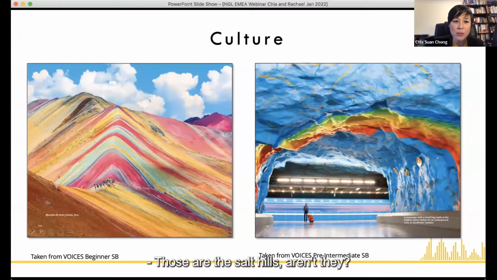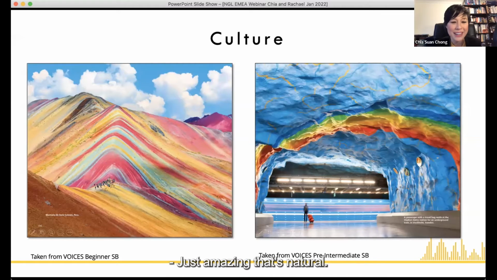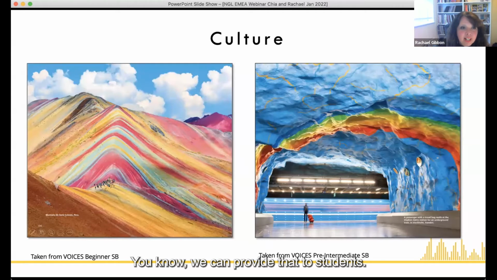Those are the salt hills, aren't they? Yeah, I mean, it's amazing that that's a natural phenomenon, really. Just amazing that it's natural. And I think this is one of the ways that we can be a window onto the world, really. We can provide that to students.